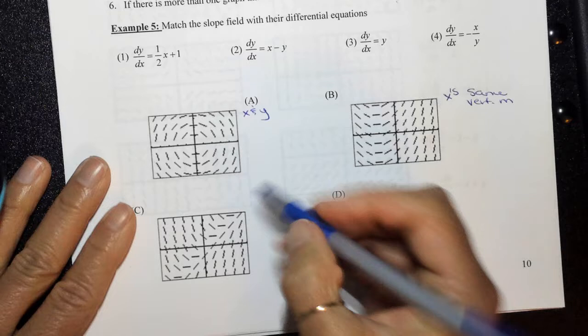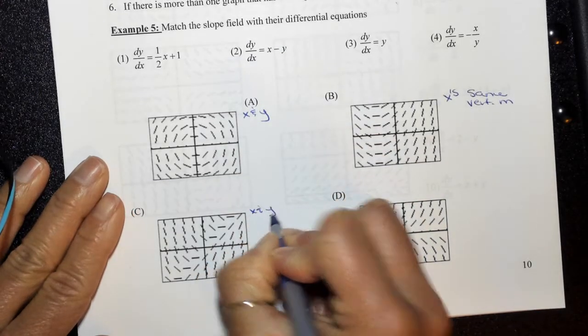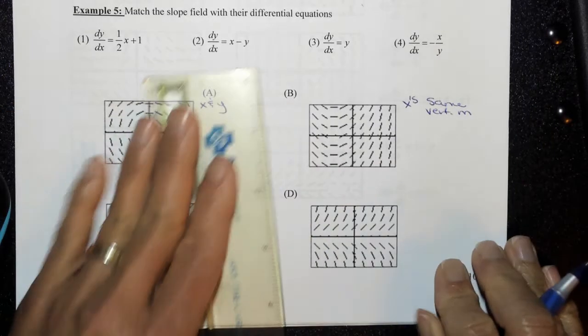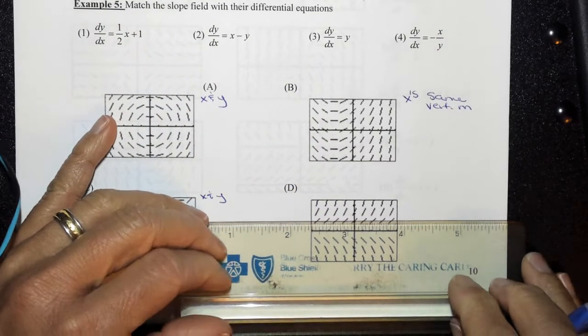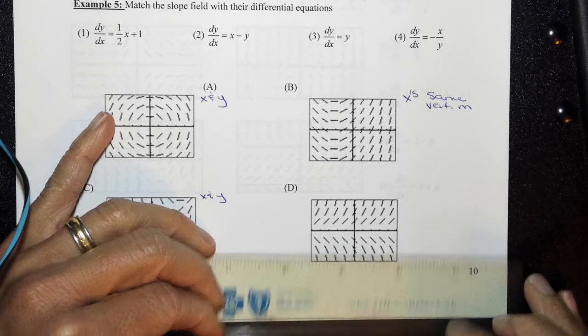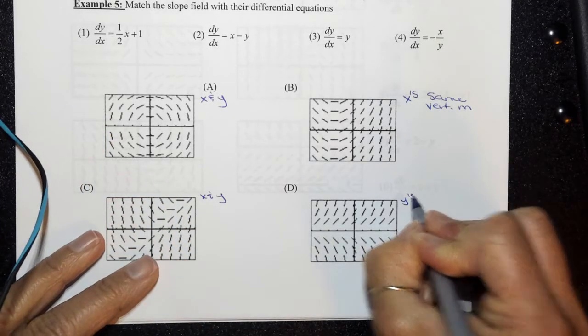Definitely not. So this is going to be both x and y. So I'm going to move to the last one. Vertical slopes, definitely not the same, but if you look horizontal, the same, horizontal, the same. So this is going to be in terms of y's.